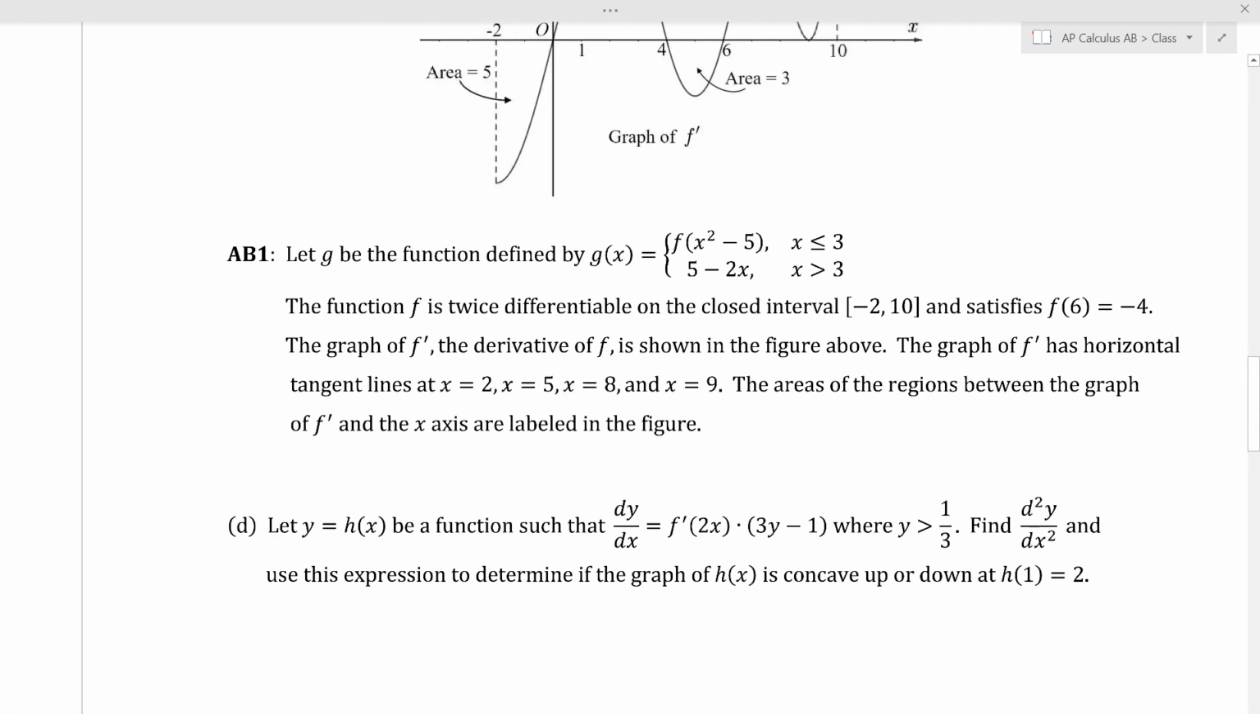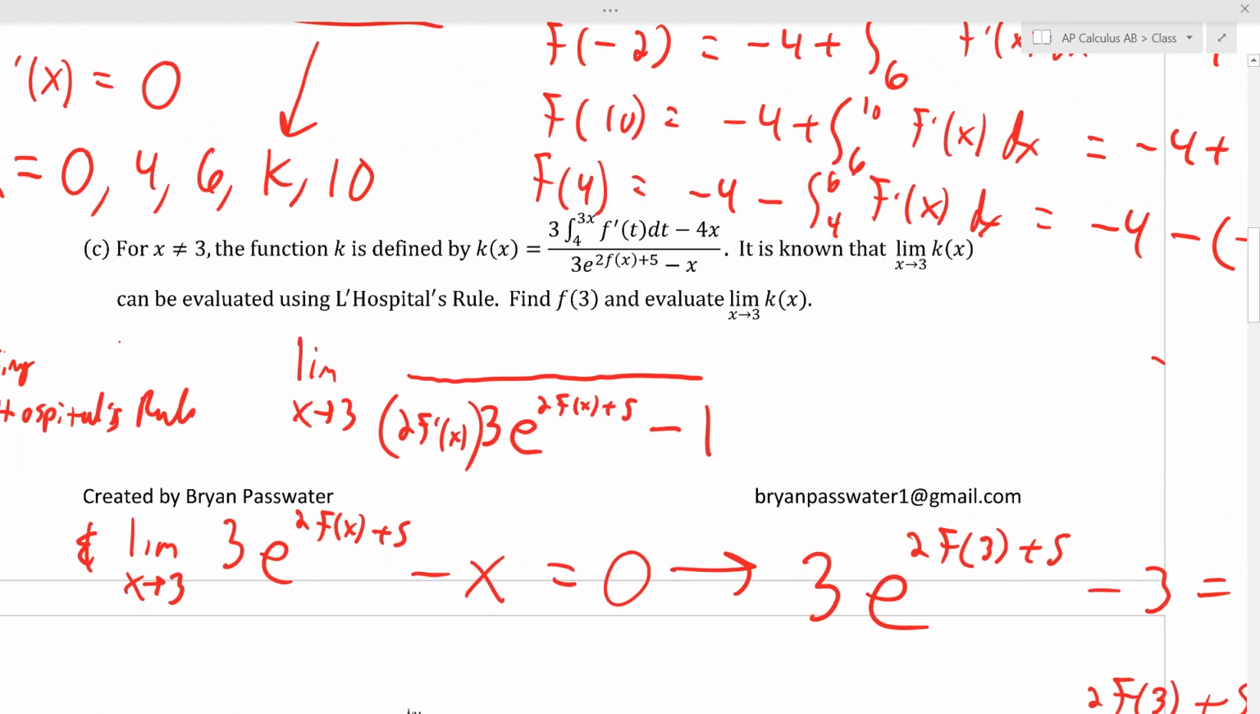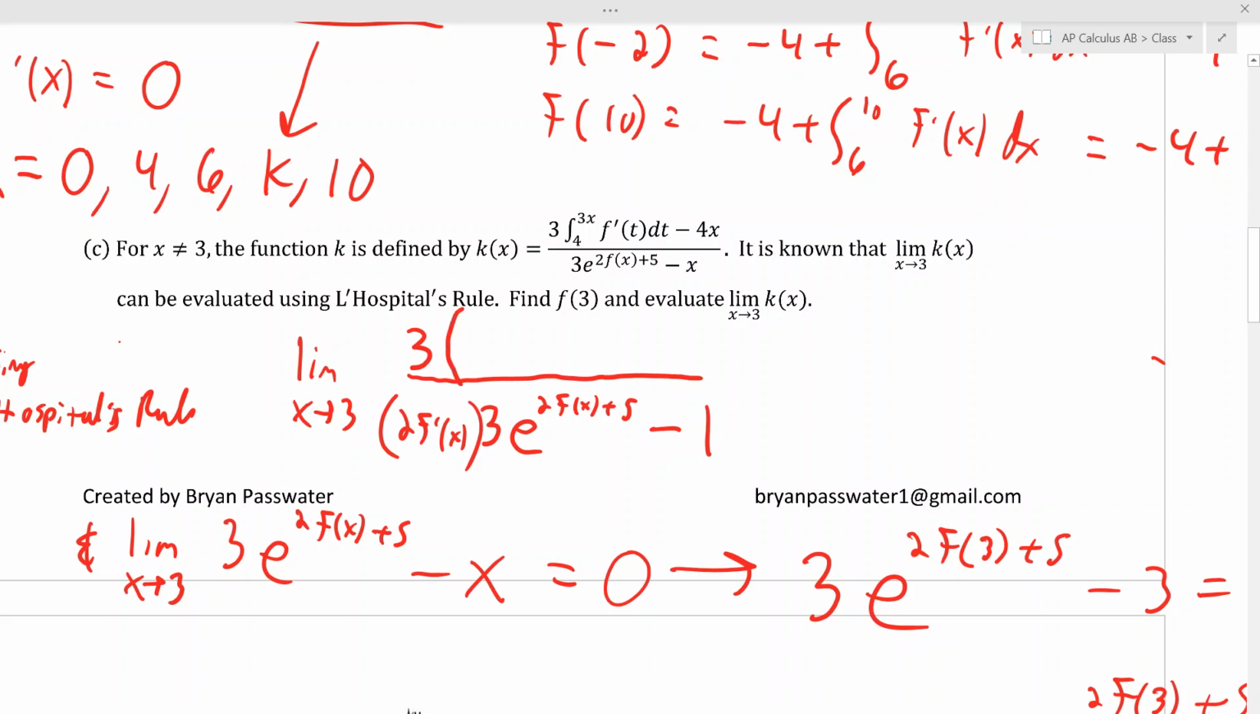Since way over here, we need to derive this thing right there. We're going to have to derive an integral. So the 3 is just there, right? We don't care about that 3. So when we derive the top, we get 3 times, and the derivative of that integral, okay, is f prime.